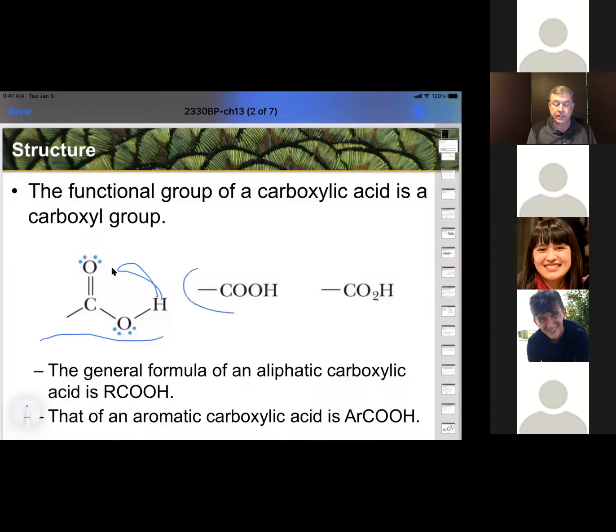However, it's also COOH or CO2H. That is the shorthand, but you have to remember that one of the oxygens is the carbonyl and the other is part of the OH. Okay. So we can have regular, just aliphatic carboxylic acids, or ones on aromatic rings. When we studied benzene rings, we knew we could have benzoic acid.